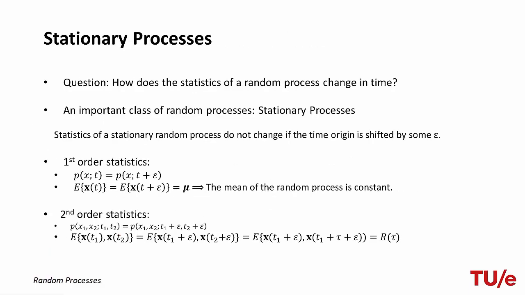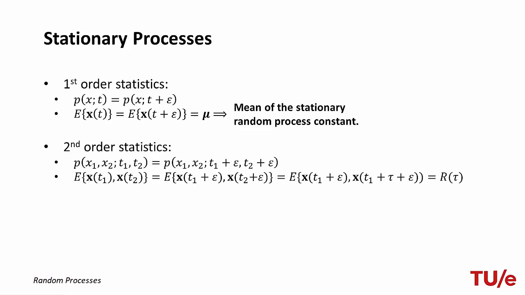Having defined the first and second order statistics, we can now introduce a special class of random processes, namely the stationary random process. The formal definition is as follows. The statistics of a stationary random process do not change if the time origin is shifted by some epsilon. What does this mean? If we introduce a delay, we still observe the same first, second, and higher order statistics. This statement is formally expressed at the bottom half of the slide for the first and second order statistics. Now let's have a closer look at these formal definitions. The first order statistic derived from the probability density function is the mean of the process.